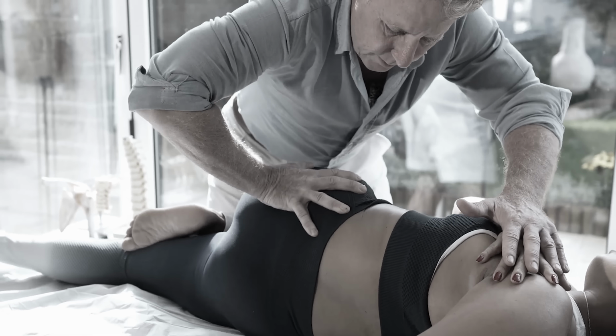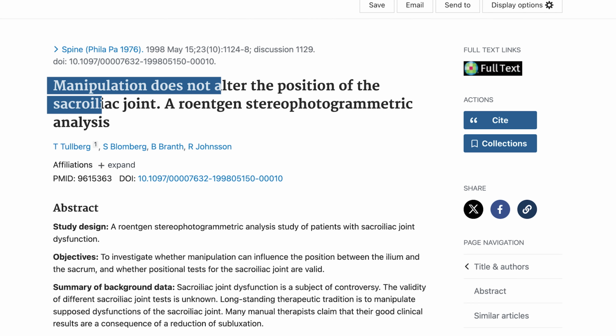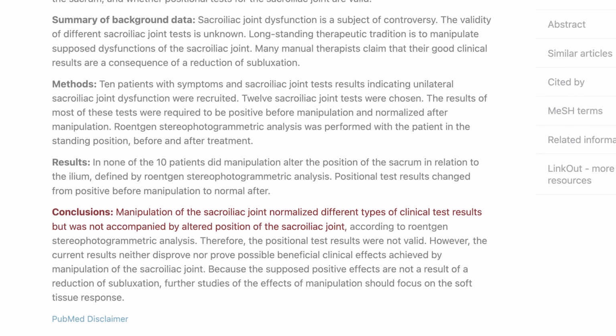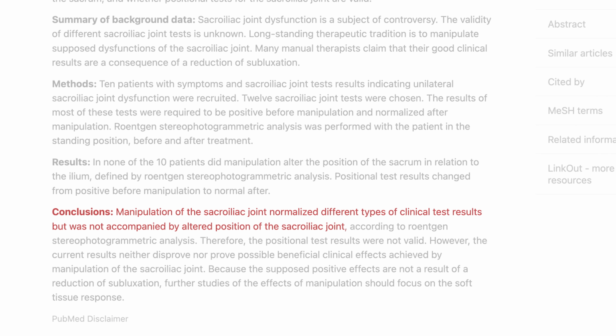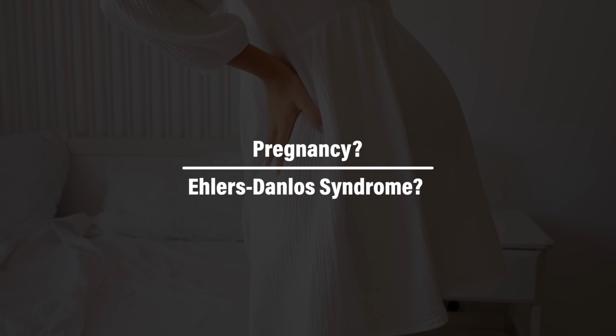Even if it was possible, clinicians do not have the ability to change the position of the sacroiliac joint. For example, a paper by Tullberg et al. titled "Manipulation Does Not Alter the Position of the Sacroiliac Joint" found that manipulations, or adjustments, improved patient symptoms without causing any structural changes. What about women who are pregnant or people with Ehlers-Danlos syndrome?